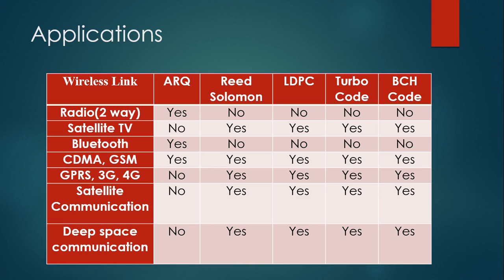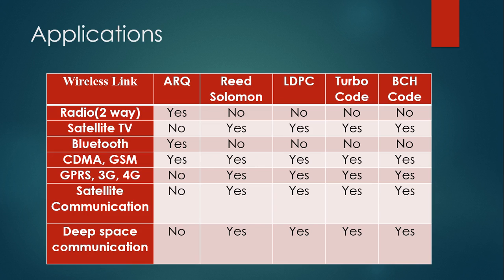So basically, I have compiled the applications of all these codes. I have mentioned the wireless links on the left side, and which codes are generally used for these applications. For example, for two-way radio, ARQ is used, and the four codes, Reed-Solomon, LDPC, turbo code, and BCH codes, are not used for this one. For satellite TV, Reed-Solomon, LDPC, turbo codes, and BCH codes are used, and ARQ is not used. In case of Bluetooth, only ARQ is used, and the rest of them are not used.